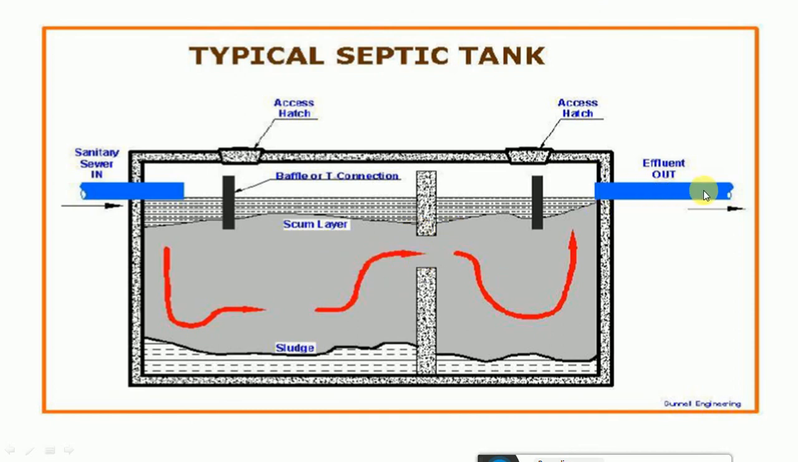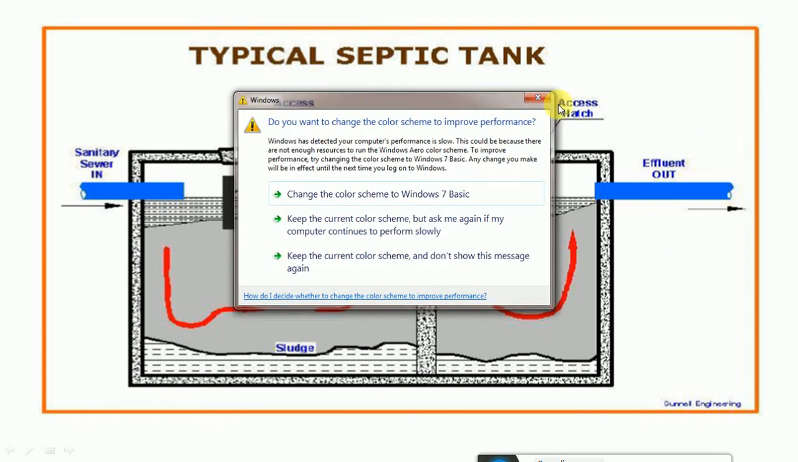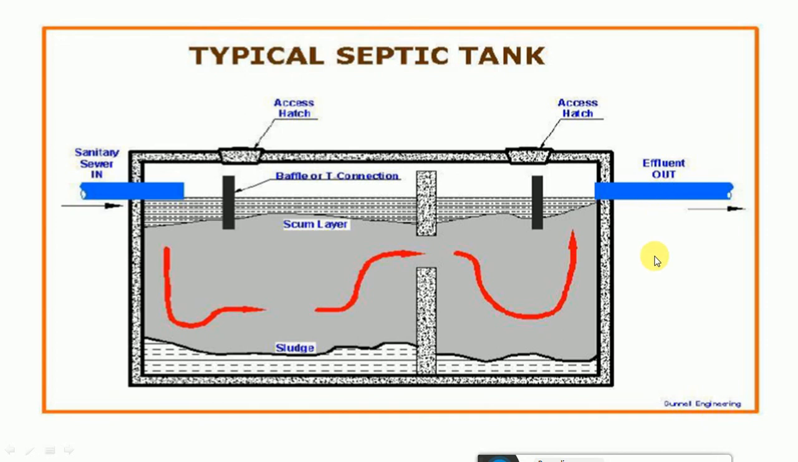Next to this we will usually have the soak pit, where the water gets filtered into the adjoining soil layer. Sometimes it is also connected to perforated pipes through which the water enters the adjoining soil, and that can also be used for irrigation or for some vegetation over the soil. So this is the septic tank.